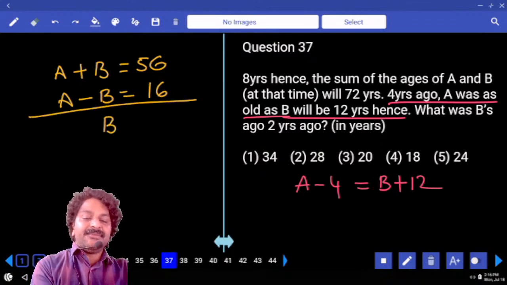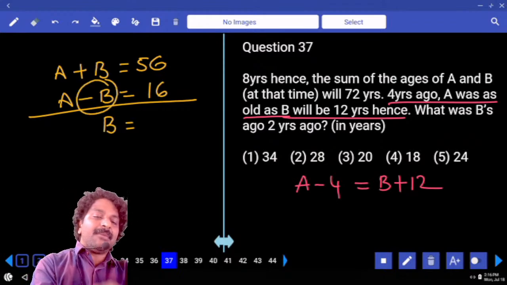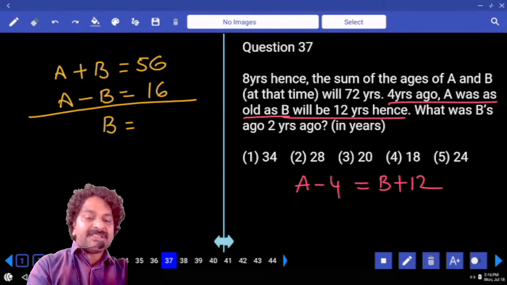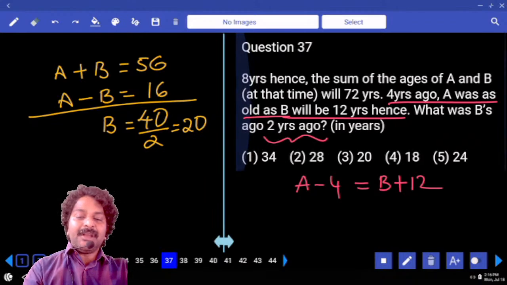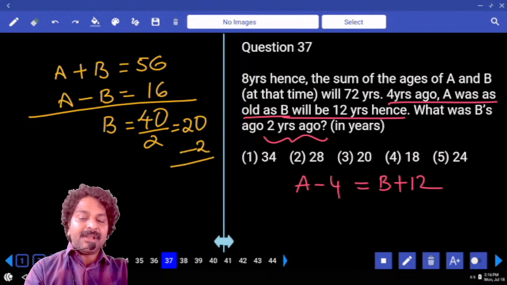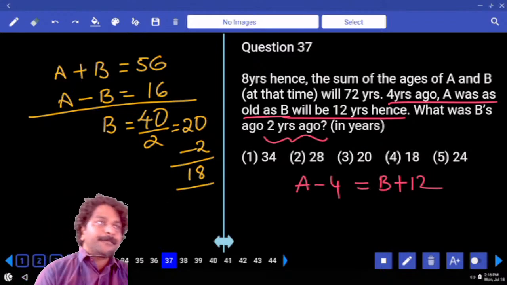So, let's calculate present age of B. How do you get the smaller number when you have B here? Difference by 2. Difference is 40 by 2, 20. Now, we were asked to calculate 2 years back. That means we have to subtract 2 years only. Present age is 20. 2 years back, 18.